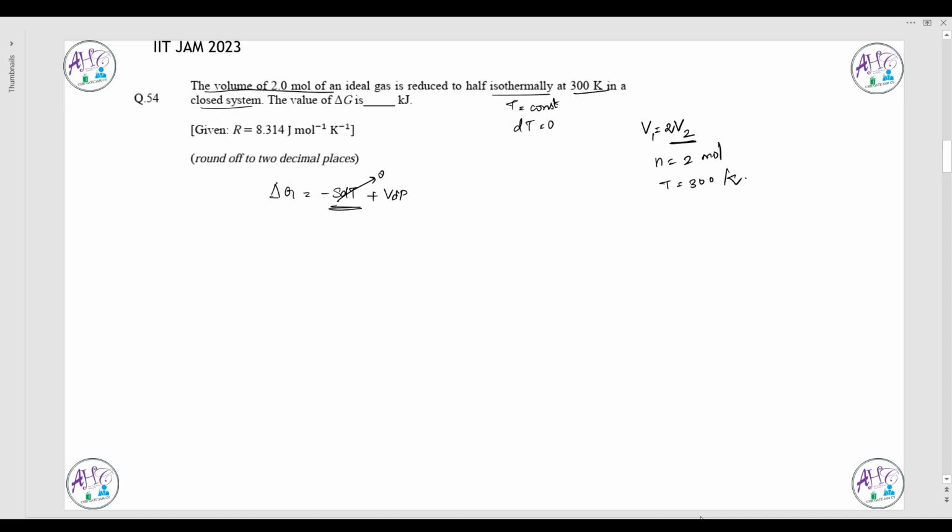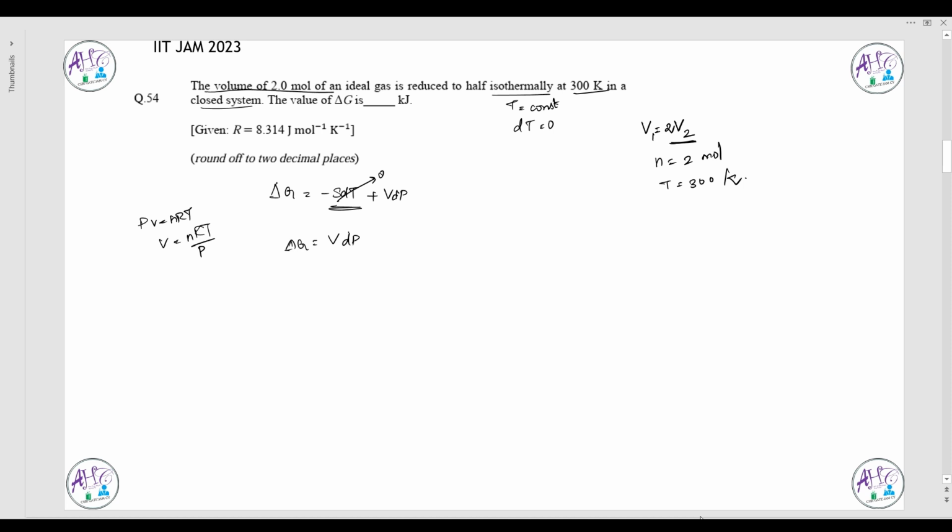Okay, so we have the formula. Then we have VdP equal to del G. Let me derive the equation slightly, I'm not dragging a lot. So PV equal to nRT, so you can write V equal to nRT by P.